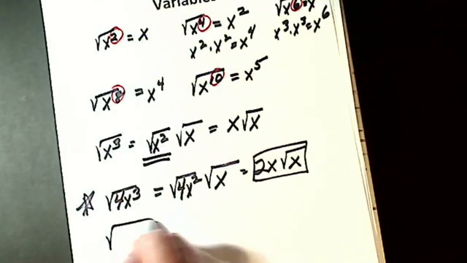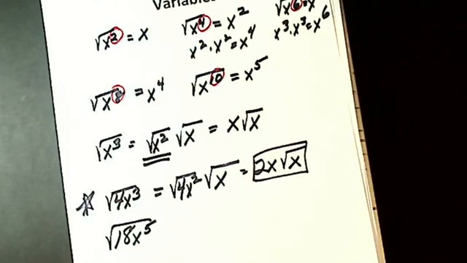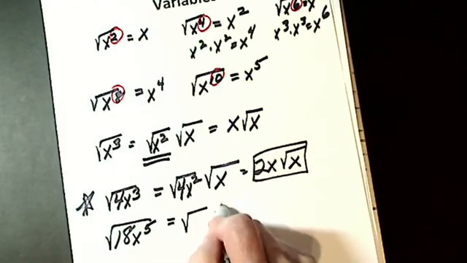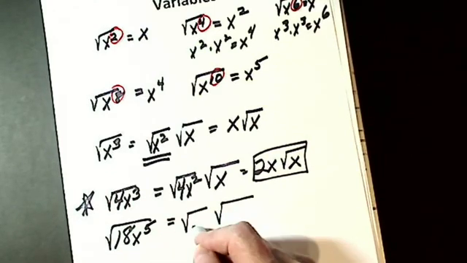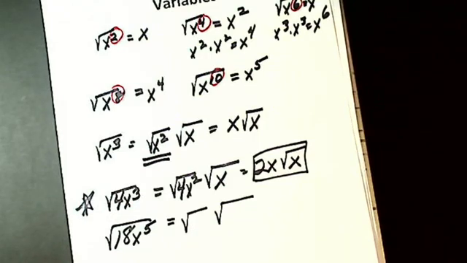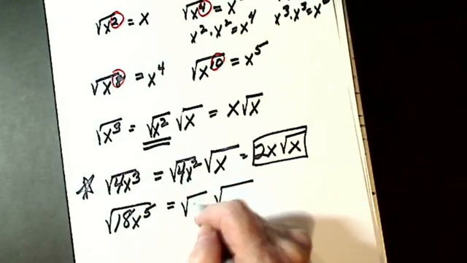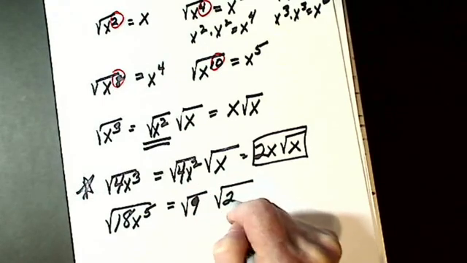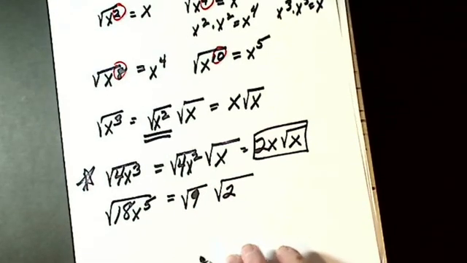Alright, we'll do another one. Let's say I have the square root of 18x to the 5th. So now I'm going to break this down. I would put the 18 here if I could take the square root of it, but I can't. So I break this down into 9 and 2. Hopefully everybody understands why it can't be 6 and 3.